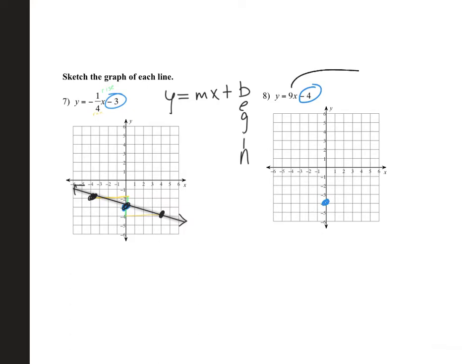So my slope this time is a 9, which means that my rise is 9. And I'm going to put a 1 underneath it because that's what I need to do to turn a whole number into a fraction. So it's positive, which means my rise is going to be going up 9. So 1, 2, 3, 4, 5, 6, 7, 8, 9. And over 1. So my next coordinate should be here.